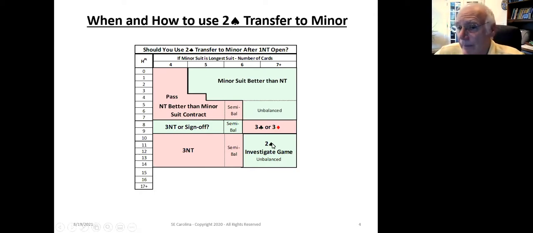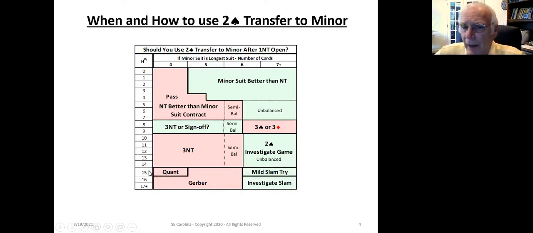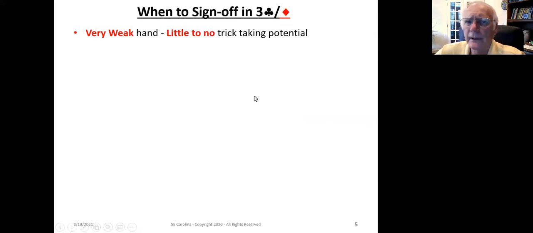Okay, so this is one of the areas where we're going to use the 2 spade convention to transfer to the minors. And I'll tell you how to show your partner you've got the 10 plus points. Now, when you get above 15, you probably should be investigating slam. And there are different ways of doing that. We'll discuss some of these in future lessons, but we'll also touch base today on how to bid with mild slam interest and how to investigate slam with a stronger hand. So that's the high level summary. So let's take a look at this.